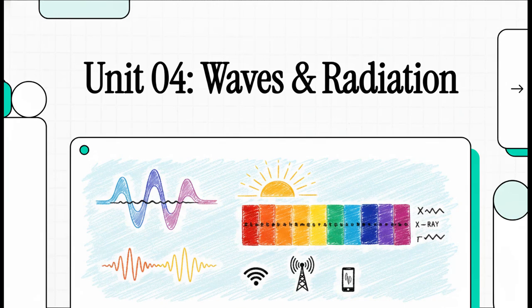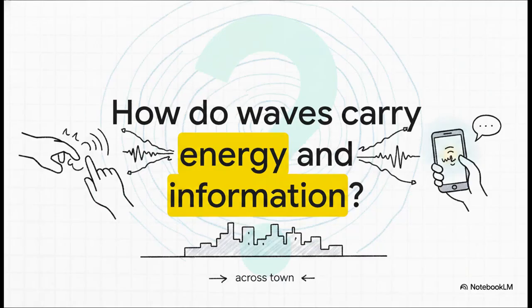For all you grade 7 physical science students out there, we're about to unlock some major secrets of the invisible world that is quite literally surrounding us all the time. We're diving into Unit 4, Waves and Electromagnetic Radiation. If you've ever wondered how energy and information actually travel through the universe, you're in exactly the right place. So to kick things off, let's look at the essential question that's going to anchor everything we do here. How do waves carry energy and information?